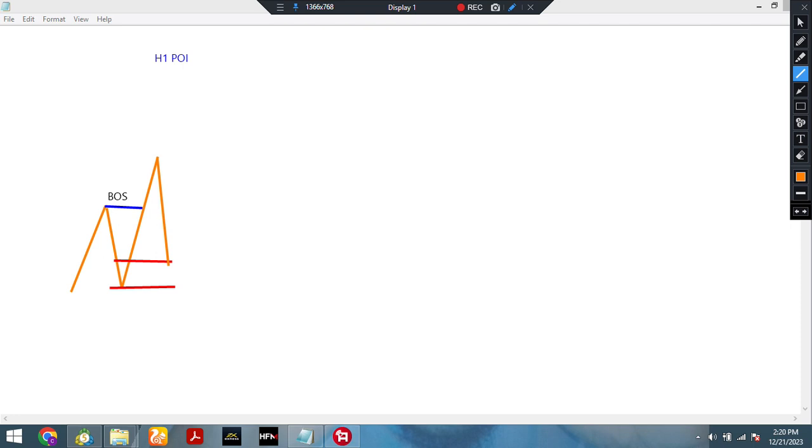This can happen on any pair, be it boom and crash, volatility, any pair. This is what we are waiting for. So you are not the one plotting it. You have a software doing all this for you. So you are not the one taking all these measurements.